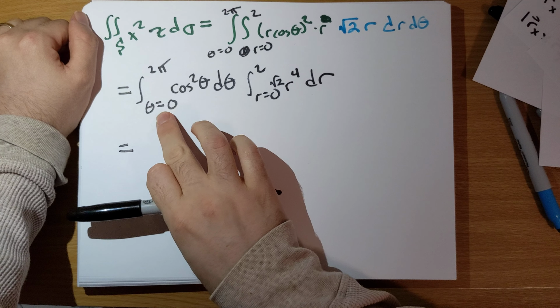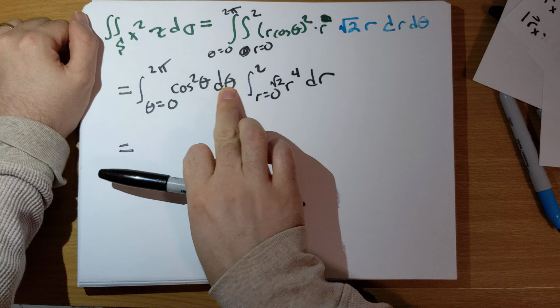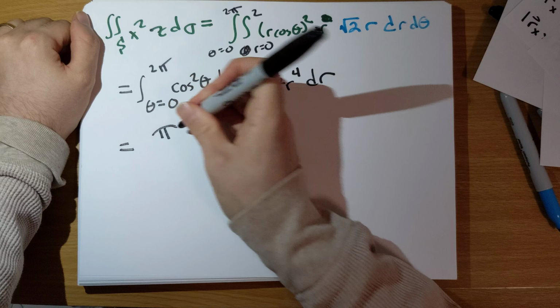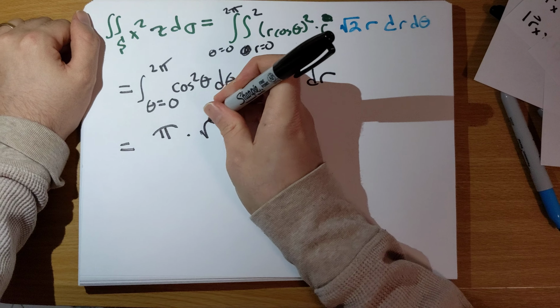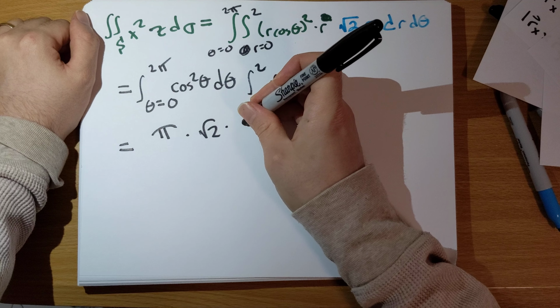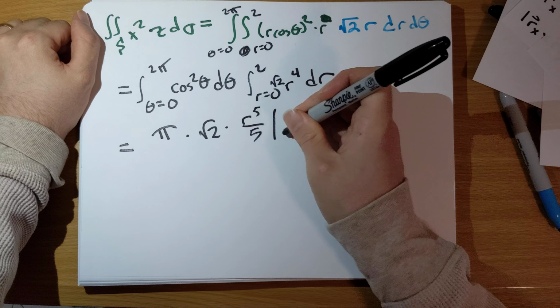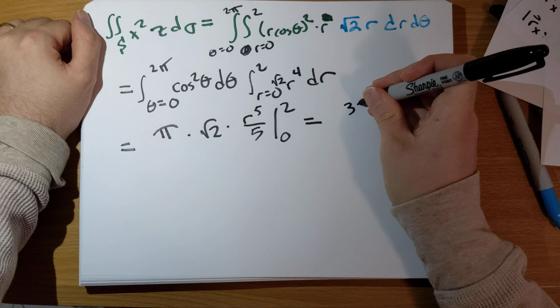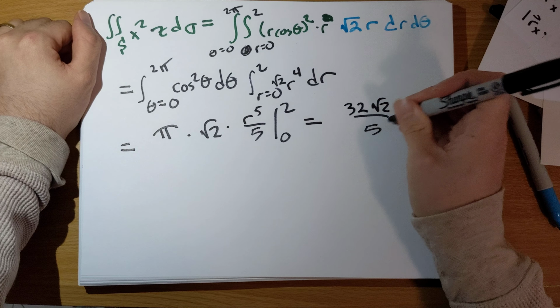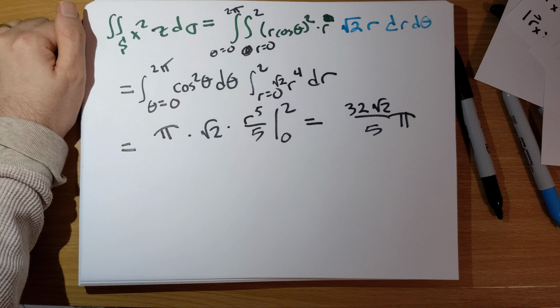Okay, the integral from theta equals 0 to 2 pi of cosine squared theta d theta is pi. And then this right here would give us square root 2 times r to the 5th over 5. Plug in r from 0 to 2. And so we have 32 square root 2 over 5 pi as our scalar surface integral.